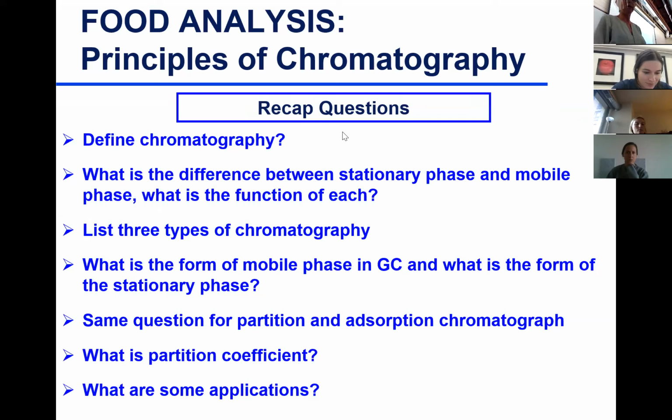What are some applications of chromatography? I know we listed quite a few last time. So if you want to throw in a few applications, either for GC or HPLC.